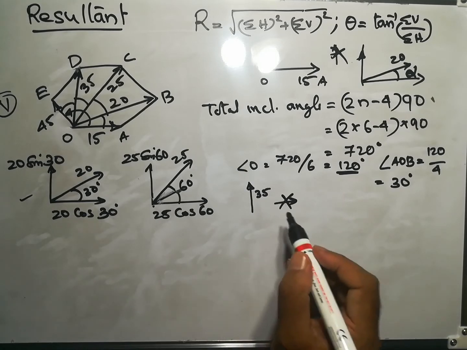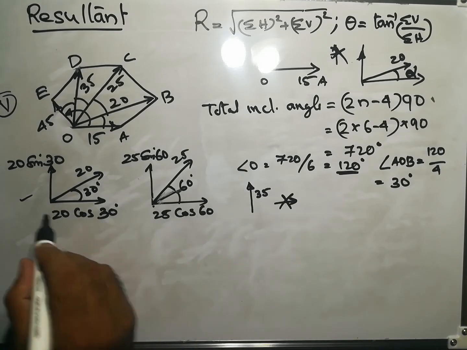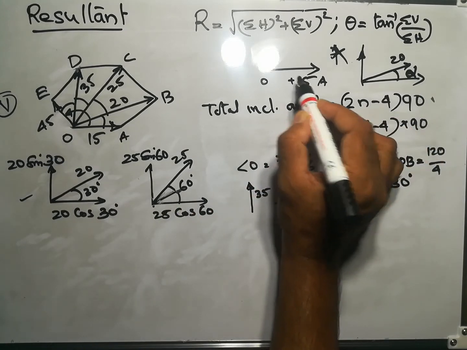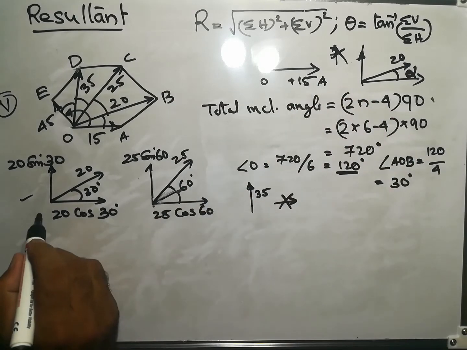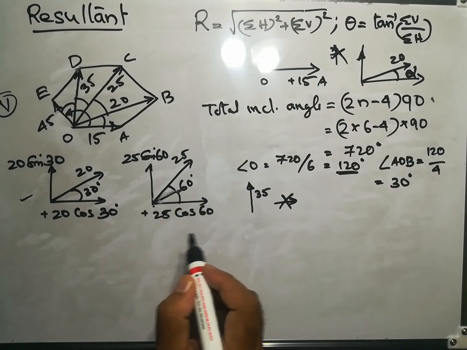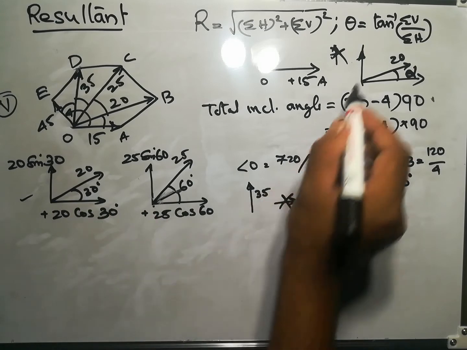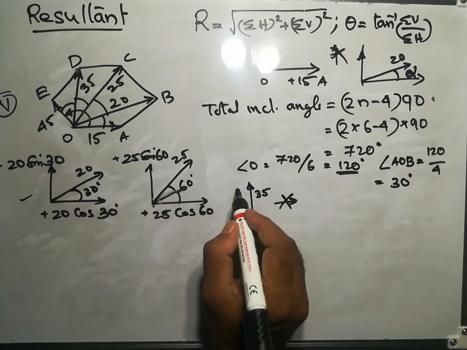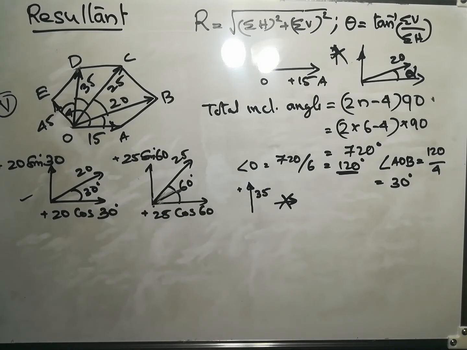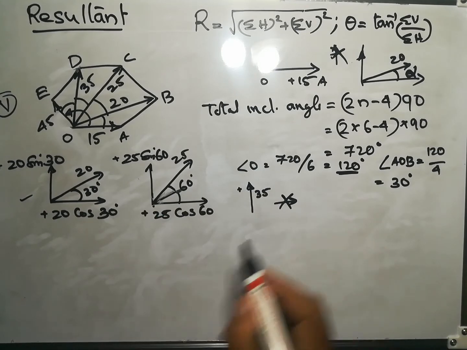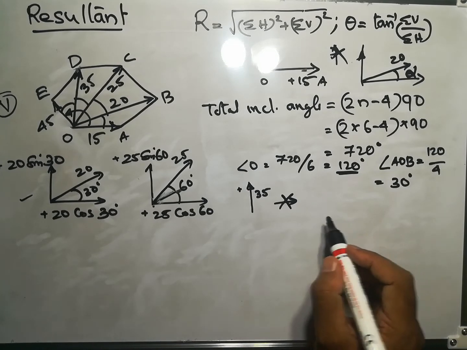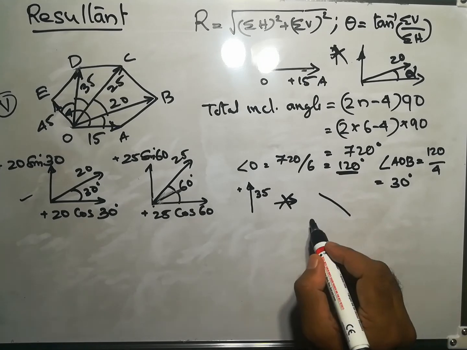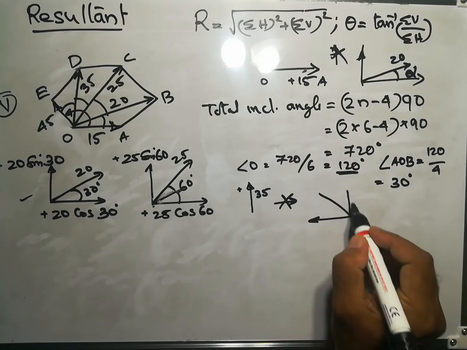Also, for these components, the 15 Newton force is plus, as it is from left to right. For this also plus, this also plus, and for the vertical components, all these forces are positive. This is positive, this is also positive, this is also positive, because it is acting in the upward direction. For the last force, 45 Newton, the force is acting like this. So these are the vertical and horizontal components.